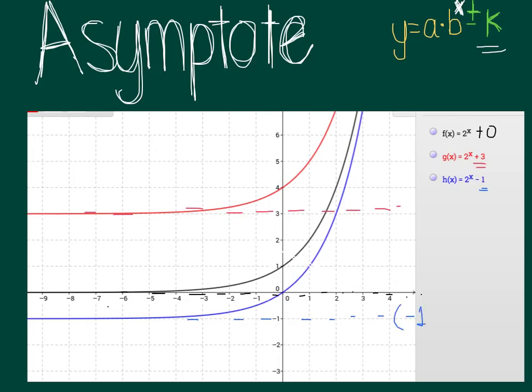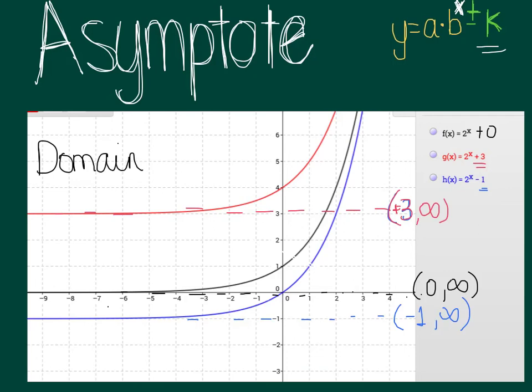So I'm going to write the range in here of each of these graphs. We know our parent is 0 to infinity. The blue is going to be -1 to infinity. And then this red graph, oops, that should be red, is going to be 3 to infinity. That's a +3 to infinity. And just as a reminder, those are all the ranges. The domain of all of these is all real numbers.